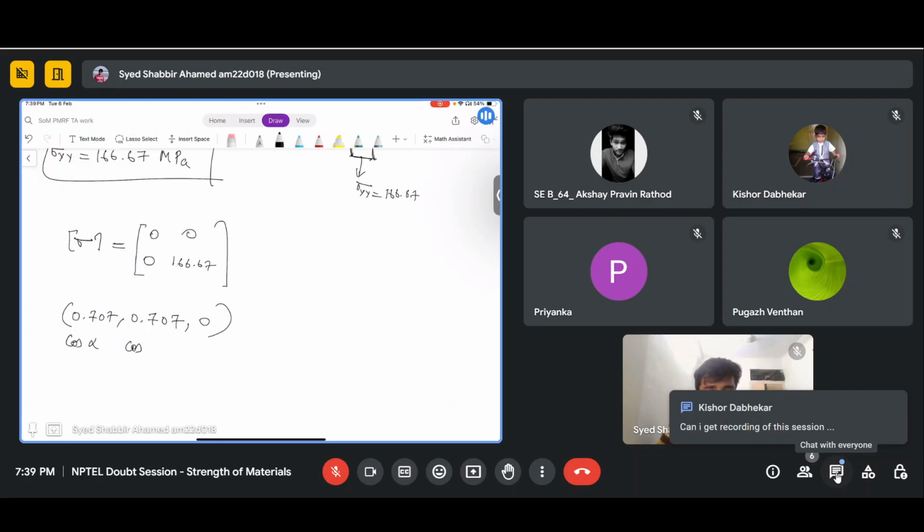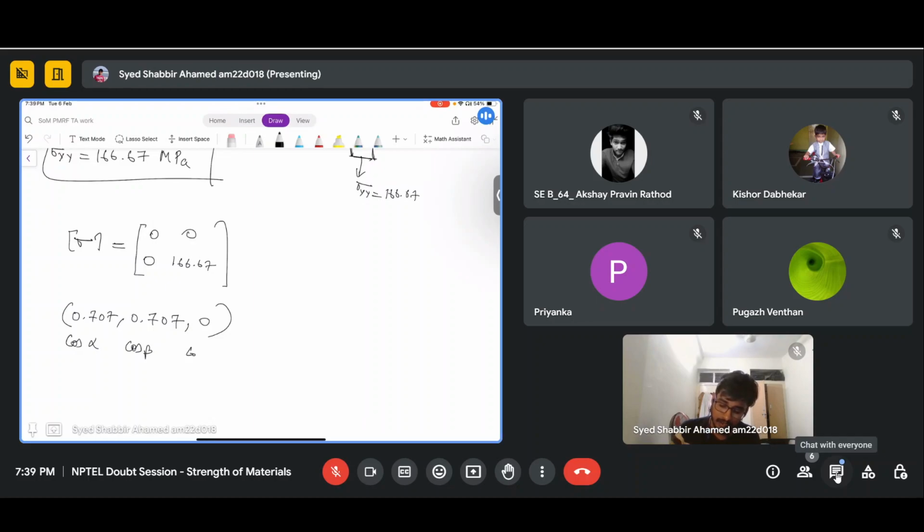So Kishore, all the recordings of these sessions are posted on YouTube, and you can get them if you go to NPTEL in Swayam. On the left hand side you can see problem solving session. If you click that, you go to all the files and all the recordings of that session. Or you can just search my name Syed Shabbir Ahmad IIT. You will get the YouTube channel. So the recordings are there.